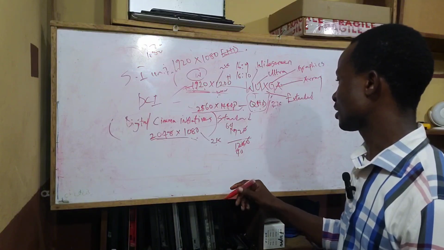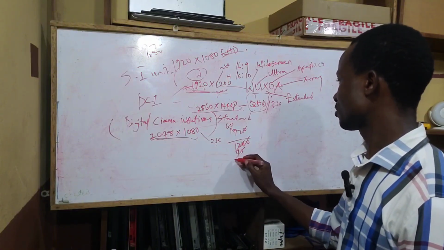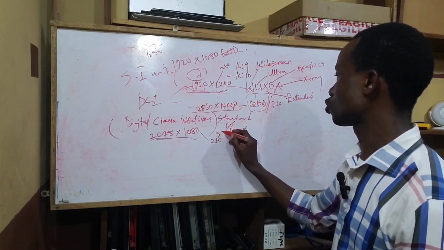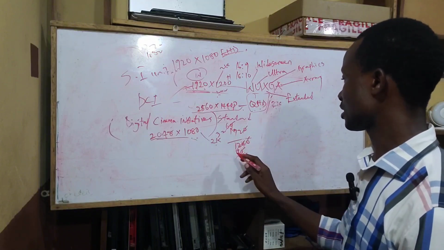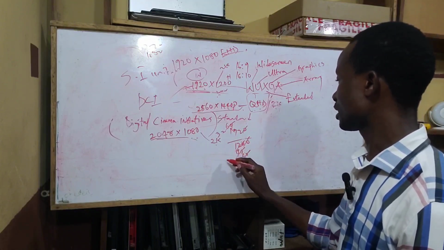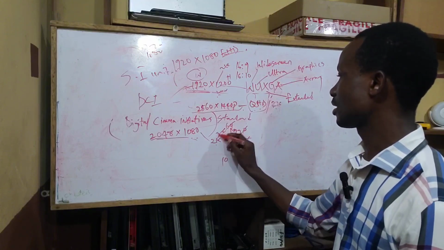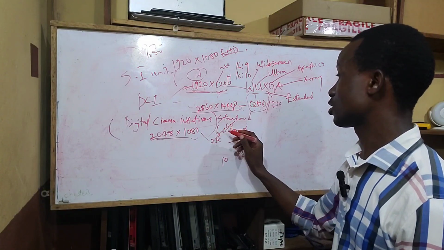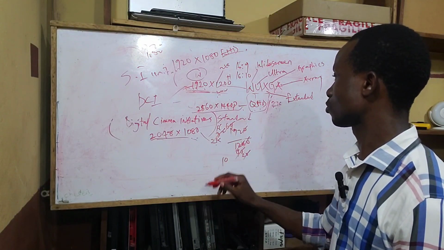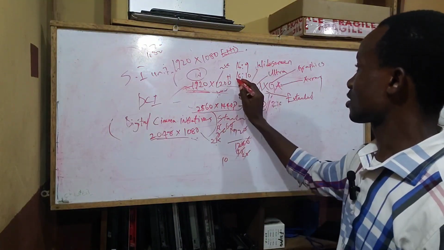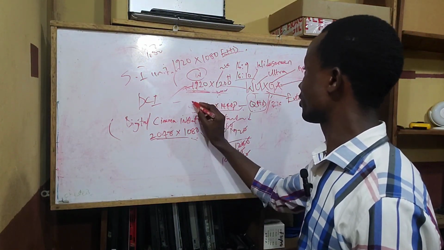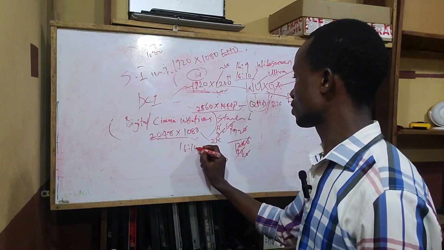What can go again? Let me take 2. 2 here gives me 32 over 20. 2 can still go here. This is 10 and here is 16, so 32 over 20 gives 16 over 10. Good, so I was right. You can see that the ratio of this is 16 to 10.